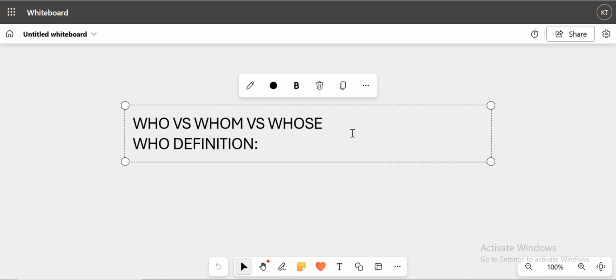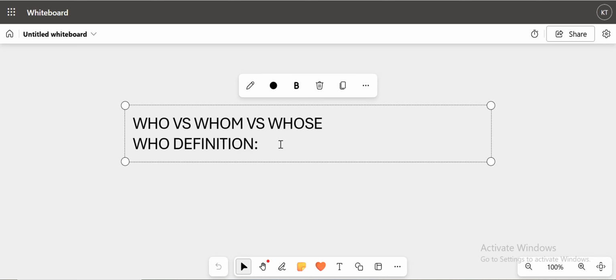Okay, before we go to the next pronoun whom, let's talk about one more thing under who. We also use who when we are making use of relative clauses. And what is a relative clause? A relative clause is used to talk more about the subject of a sentence.